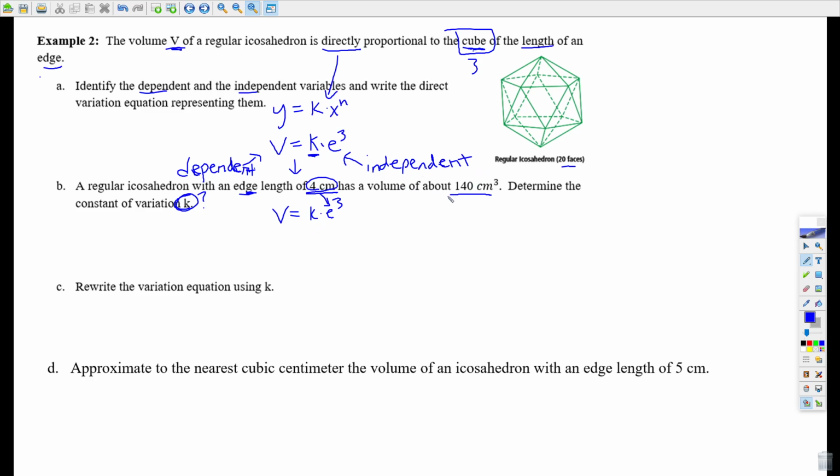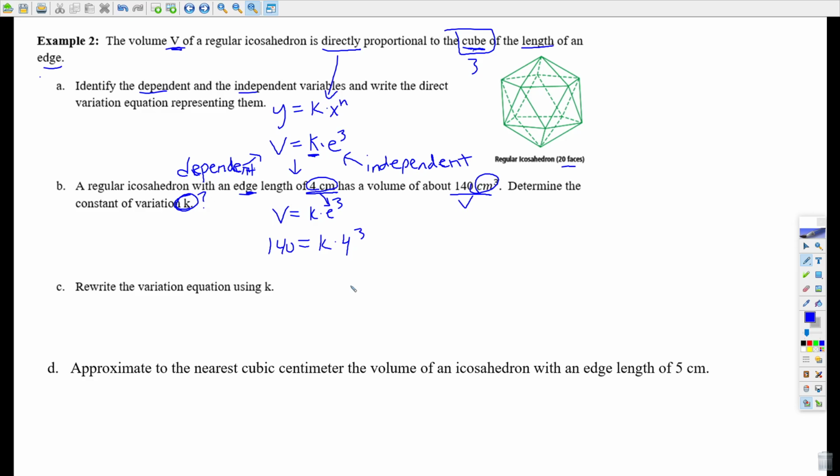And then the volume is 140. So that's your V value. It's going to go on the left-hand side. So we have 140. You don't have to include the units, centimeters cubed. 140 equals K times, what's E? It's 4 to the 3rd power. Then you're just going to take a calculator and we're going to solve for K.